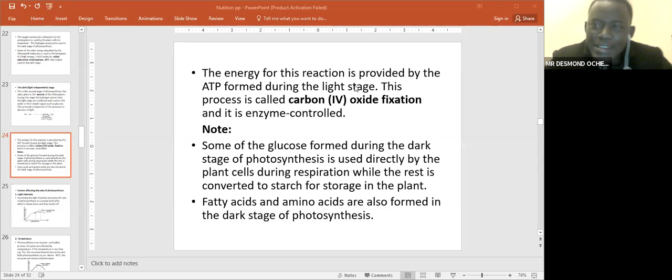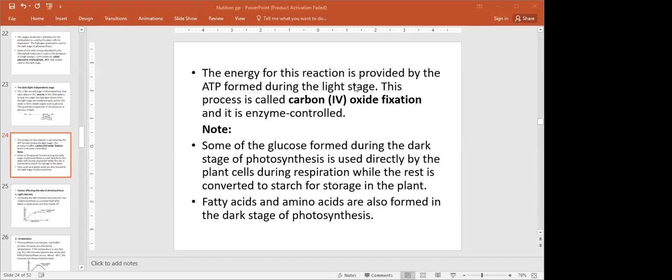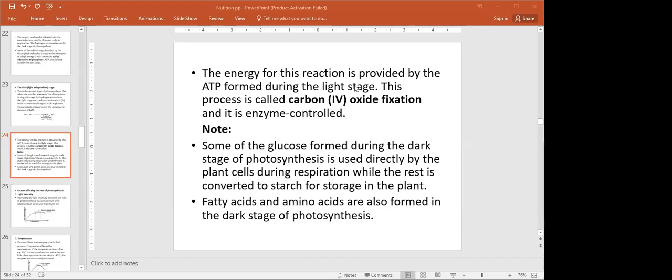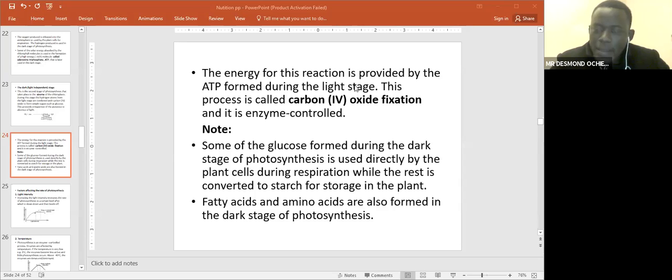Now, in Form 2, the topic gaseous exchange, there are theories that explain the opening and closing of stomata. One of them is the photosynthetic theory, and it explains clearly what happens when glucose is converted into starch, and when starch is converted into glucose. Actually, this is an enzyme-controlled process where glucose is converted to starch and starch back to glucose.